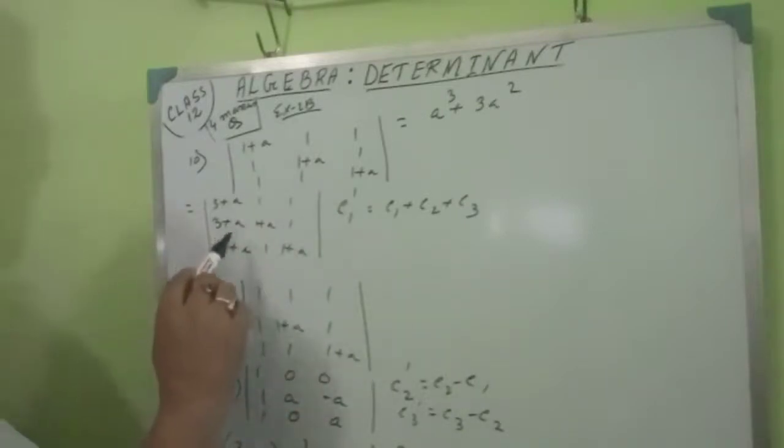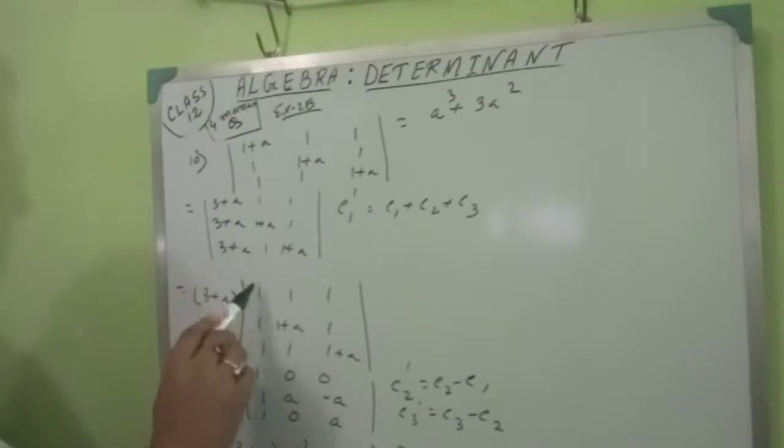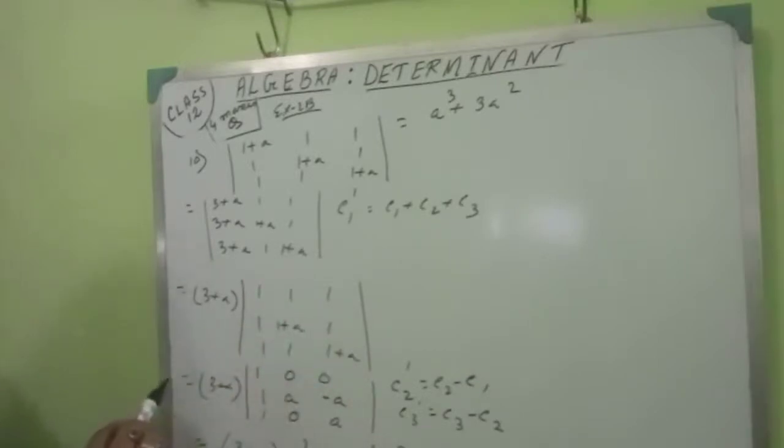Now, take this 3 plus a outside the determinant. Then what we will get? When 3 plus a is taken out, it will be again 1. So 1, 1, 1, then 1, 1 plus a, 1, and 1, 1, 1 plus a. Okay. Now second column C2 dash we will change.